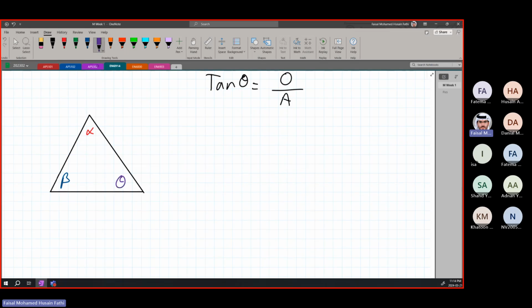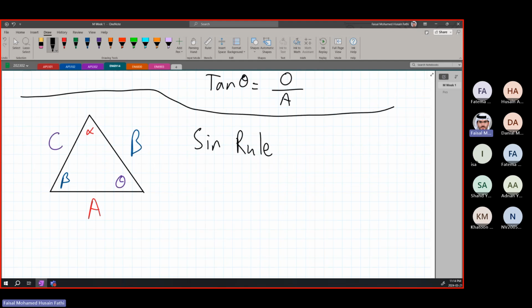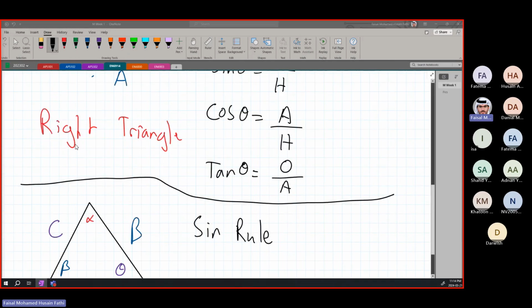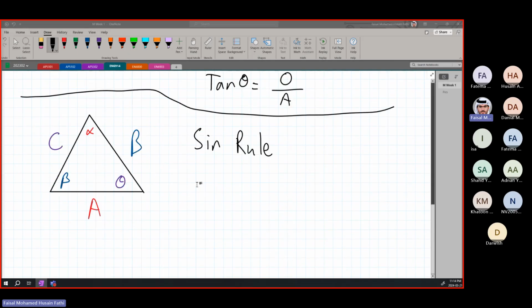Theta is opposite to C. Alpha is opposite to A. And beta is opposite to B. So first thing we have is the sine rule. This is in the case where we have a triangle that does not have any right angle, and does not follow the basic right triangle rules.